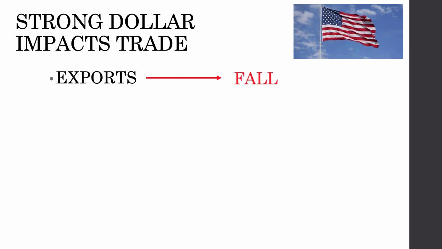So in terms of exports, if the dollar gets stronger, it means that you can buy fewer dollars if you live in Mexico. And if you can buy fewer dollars, it means you buy fewer goods from the United States. So for the United States, exports are going to go down. There are fewer of them being sold because people can't afford them, because people can't afford the currency.